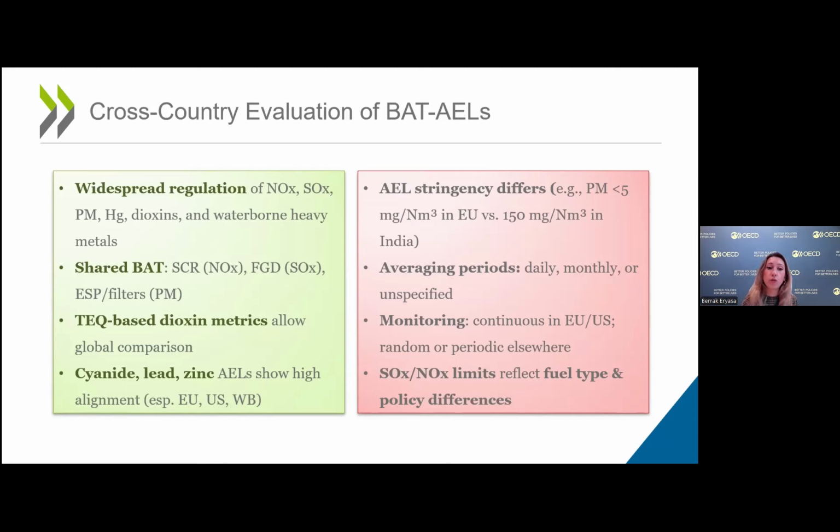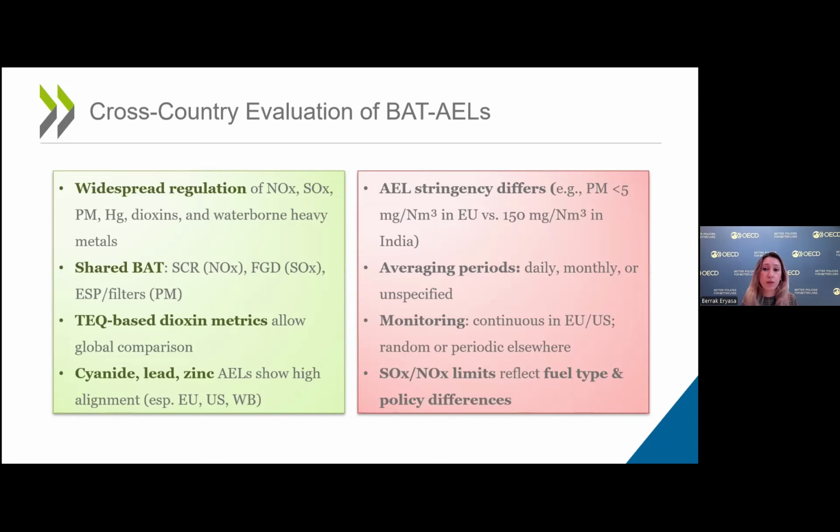We've also noticed that there were commonalities such as the TEQ-based dioxin metrics, which allowed global comparison across the countries. And we've noticed that for the water releases of cyanide, lead, and zinc, the associated emission levels seemed to have high alignment across a couple of countries, such as the EU, US, and World Bank countries.